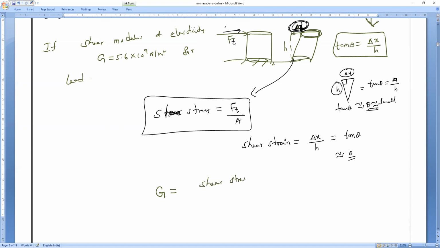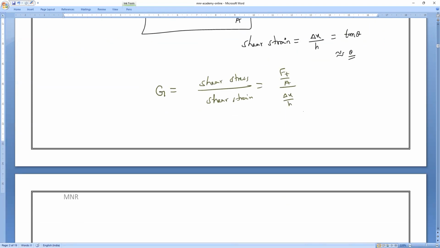Shear stress divided by shear strain. So shear stress is FT divided by A. Shear strain is delta x divided by h. So that's all, everybody. If you focus, you will get it. This is the formula we obtain: G equals FT, the tangential force, into h divided by A into delta x. Any doubt, anybody can ask me. Are you clear, everybody? All of you?